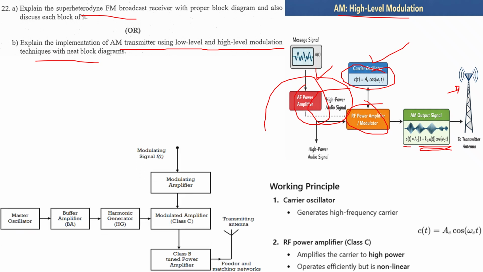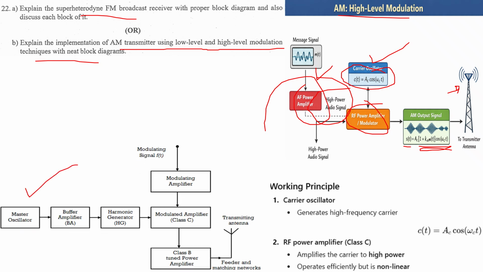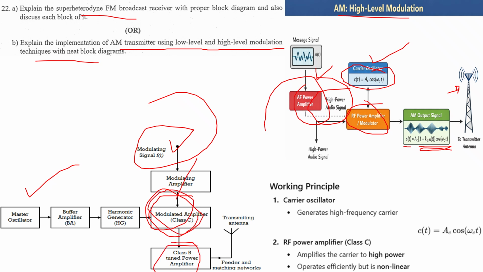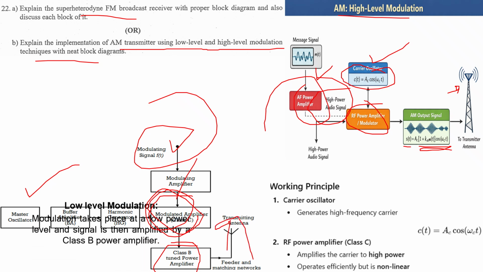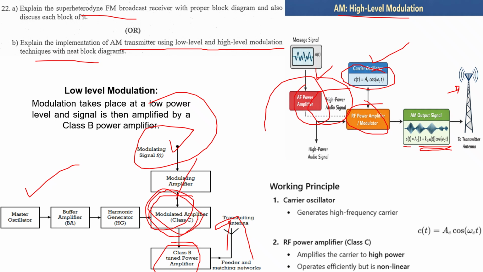Okay, second question. The remaining working principle is the same. You can also draw this block diagram. Here the modulating signal, that is the message signal, the modulating amplifier, and the class C amplifier. Always remember that a class C type of amplifier we are going to use, right? In class B, it will be used for the power amplifier, and finally you will transmit the modulated signal. So modulation takes place at a low power level, and the signal is then amplified by the class B power amplifier. So it is modulated by class C and amplified by class B.